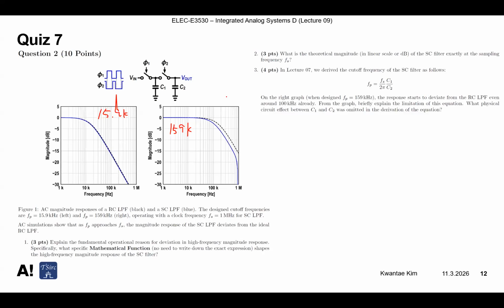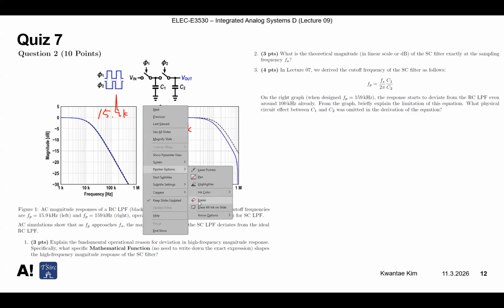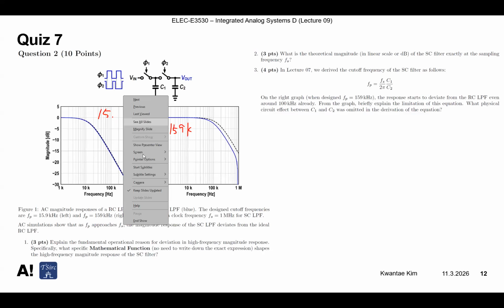So AC simulations show that as we approach, sorry about this.